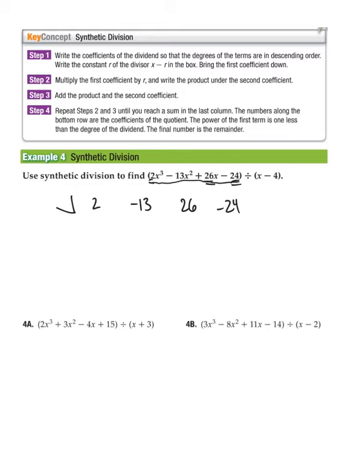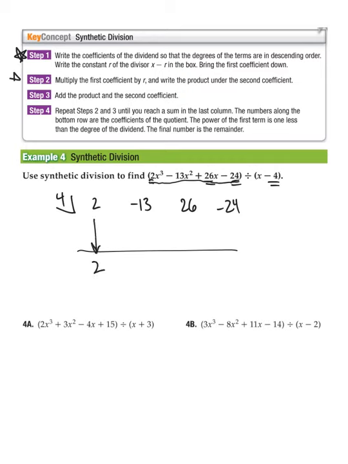We are going to write the constant r of the divisor, x minus r. So that's going to be a 4. That's x minus 4, so r is 4. We'll write that in the box. Okay, and then we're going to have a line down here. This is just the setup of the problem. This is step 1. Right? Bring the first coefficient down. So the first coefficient was that 2. Bring it down below that line.